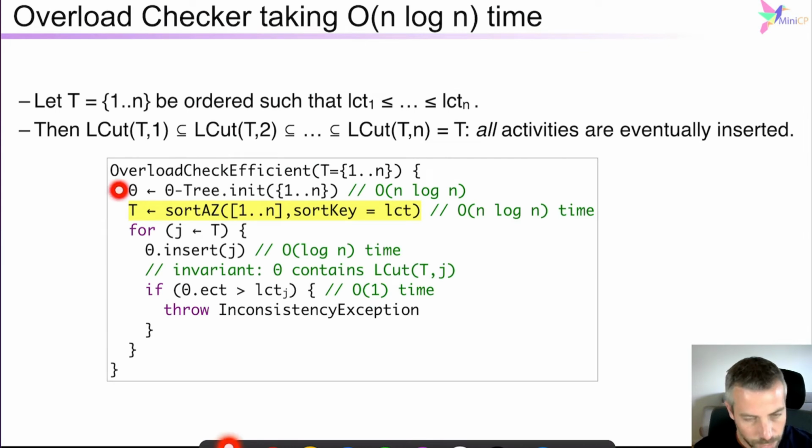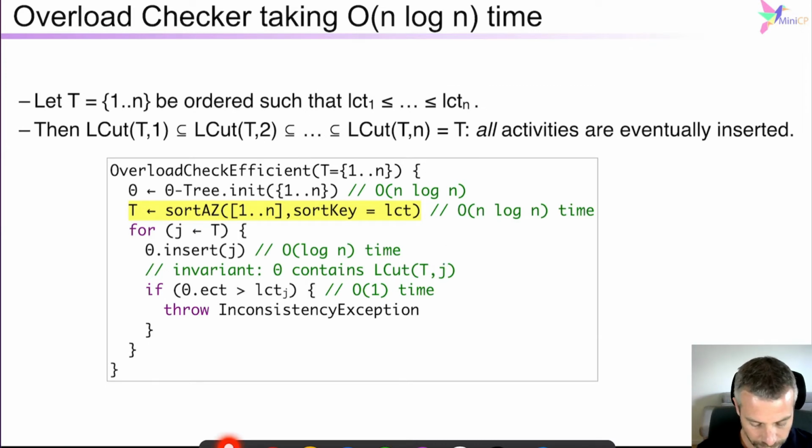So we now initialize the theta tree externally to the loop, and we sort the activities according to the latest completion time, so that the left cuts of the activities, once they have been sorted, are nested, right? So you iterate over the activities in the nested order, and now you just have to insert the activity in the theta tree, and it will contain the earliest completion time of all the subsets of activities that belong to the left cut of J.